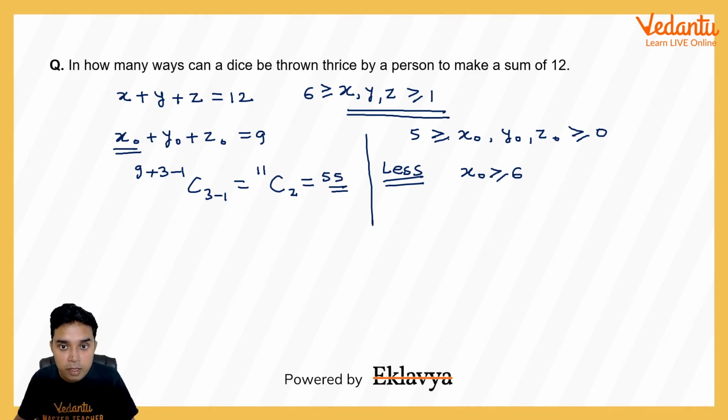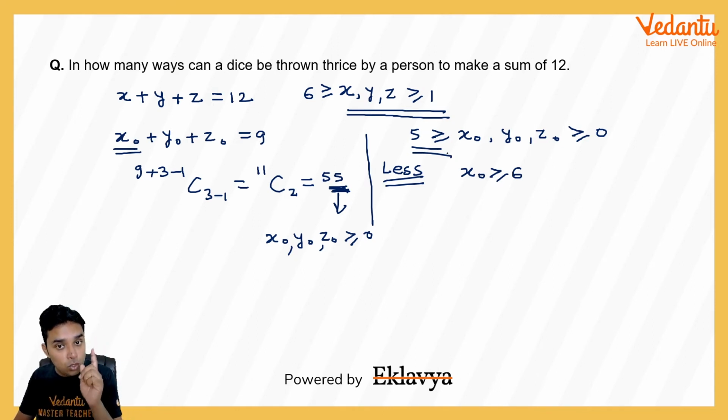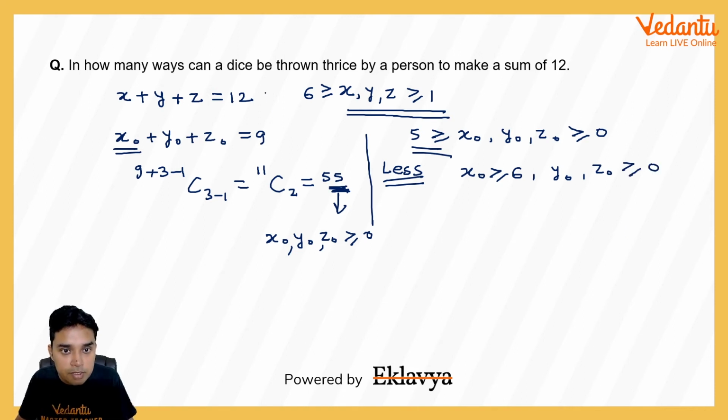Please listen carefully. This 55 is the solution only if x0, y0 and z0 are all three greater than or equal to 0. But to take care of this upper limit, I will subtract those cases in which x0 becomes greater than or equal to 6. So let us assume that my condition is that x0 is greater than or equal to 6, and y0 and z0 are again on the same condition, greater than or equal to 0. So this was our original equation, and this was my second equation.